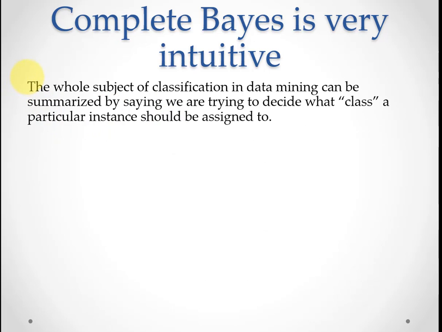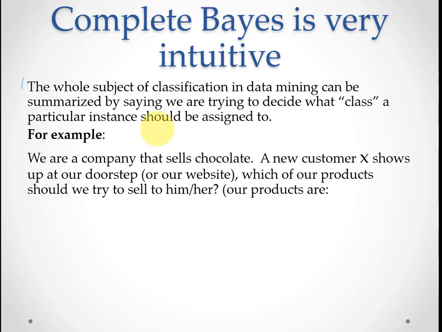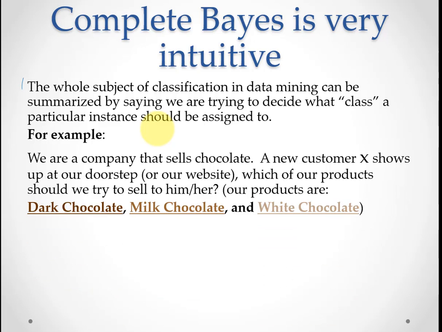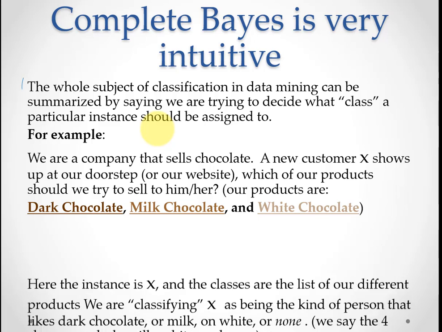Recall that the whole subject of classification in data science can be summarized by saying that we're trying to decide what class a particular instance should be assigned to. For example, suppose we're a company that sells chocolate. A new customer, X, shows up at our doorstep or at our website. Which of our products should we try to sell to him or her? Suppose our products are dark chocolate, milk chocolate, and white chocolate.